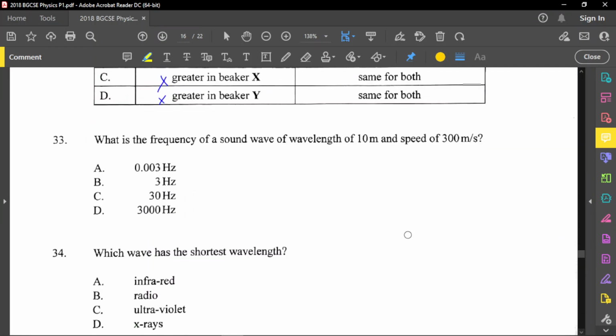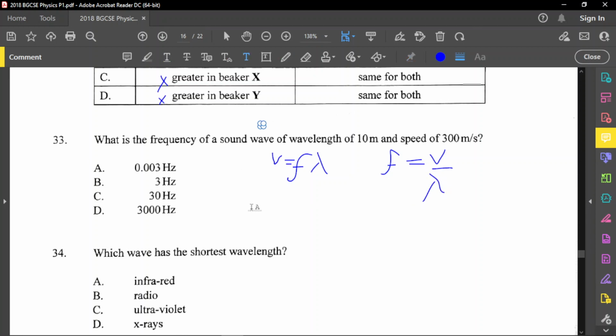It said, what is the frequency of a sound wave of wavelength 10 meters and a speed of 300 meters per second? So again, to find frequency, let me just write this down real quick for you again. V, which is the velocity, the speed, is equal to the frequency times the wavelength, which is the lambda sign, right? So if we want to find our frequency based on the formula, frequency equals the speed divided by the wavelength. So you divide the speed by the wavelength, and here you get your frequency.